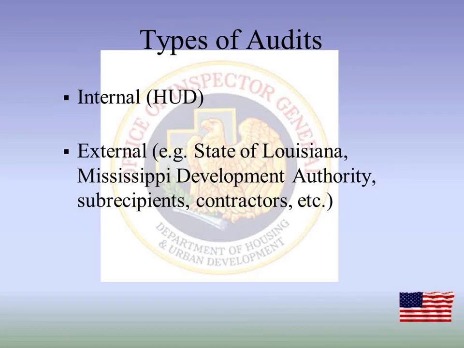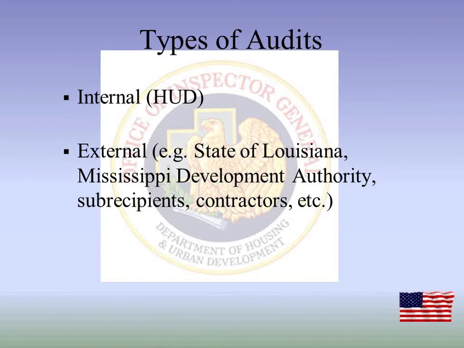Okay, the different types of audits, there's really two. We consider internal and external audits. Internal audits is when we do an audit of HUD as a whole, and then external audits is when we look at the external, which will be the state of Louisiana, Mississippi Development Authority, any subrecipients or contractors who have received HUD funding.